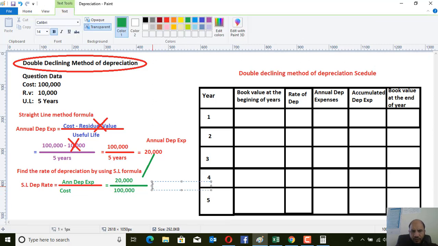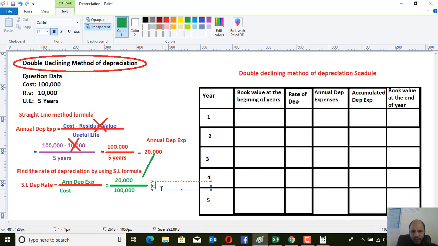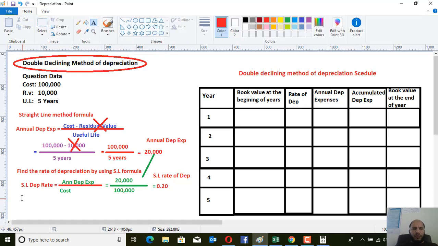So then it is equal to this divided by this. Please use the calculator. The calculator tells us that 20,000 divided by 100,000 is equal to 0.2. So our answer is 0.20. This is the rate of depreciation, but in straight line. Thus this is the straight line rate of depreciation, this 20%. Okay, very good.